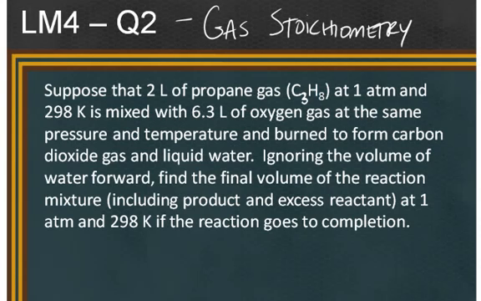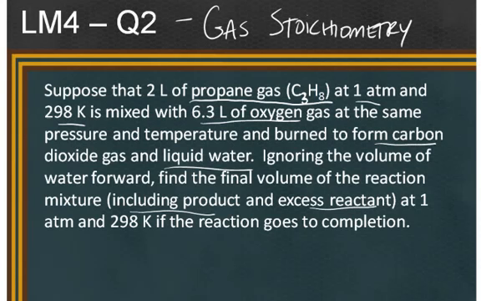Okay, so the first thing we need to do is orient ourselves and figure out exactly what this question is asking and how we need to answer it. So we're given a certain amount of propane gas, 2 liters, at 1 atmosphere and 298 Kelvin, mixed with oxygen. It's going to form carbon dioxide and water. So we need to figure out the final volume of the reaction mixture, which would include the product that we make and the excess reactant, ignoring any water.